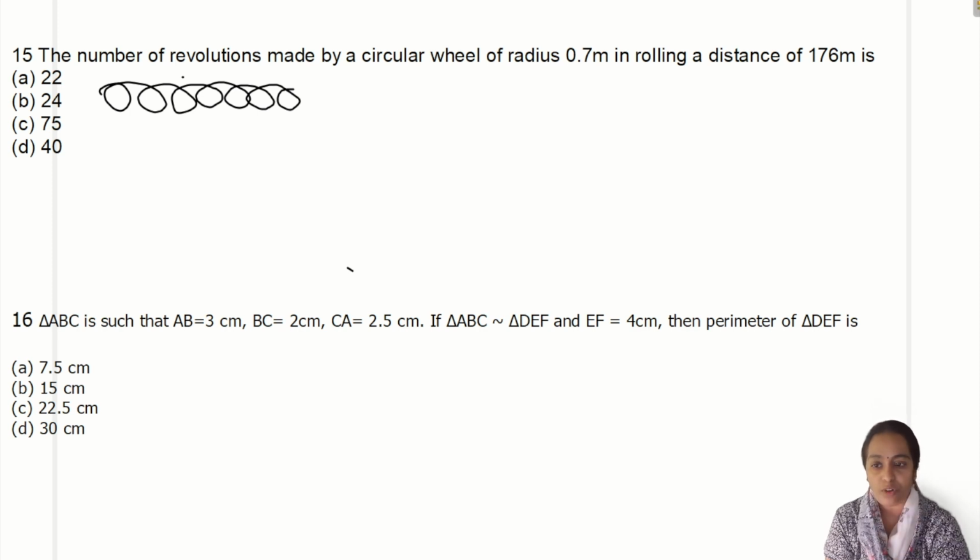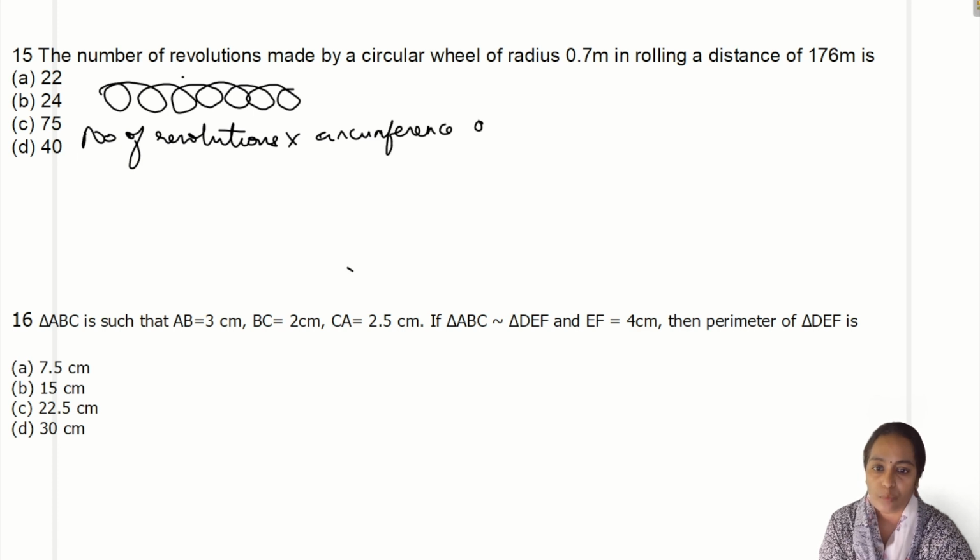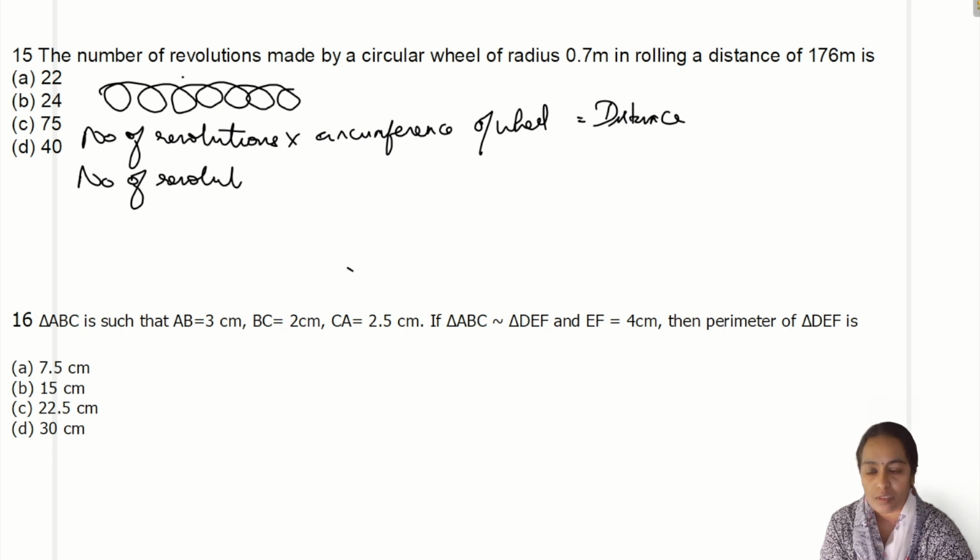So we have the formula here. So let's write down the formula. Number of revolutions multiplied by the circumference of the wheel is going to be distance covered. According to the question, number of revolutions is asked. Circumference of the wheel.